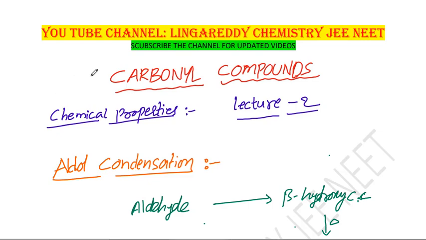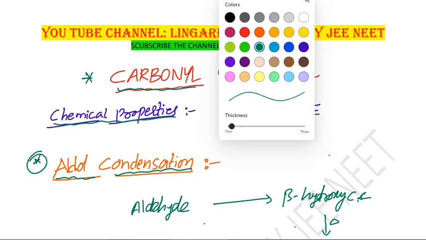Today's topic is carbonyl compounds, their chemical properties. Lecture 2. In lecture 1 I already uploaded. Today we are going to discuss aldol condensation. What is aldol condensation? What are the requirements, what is the reactant, what is the product? Step by step we will discuss here.